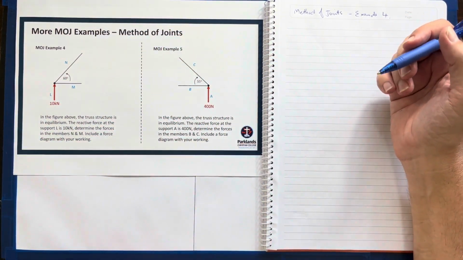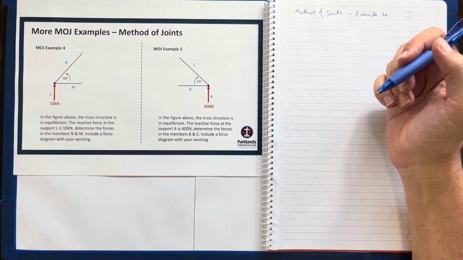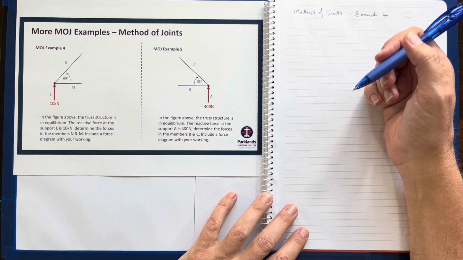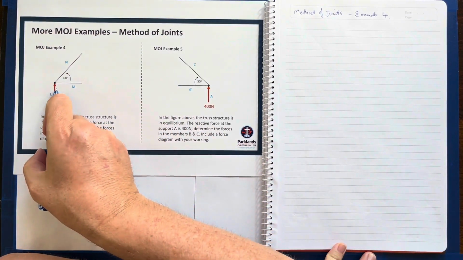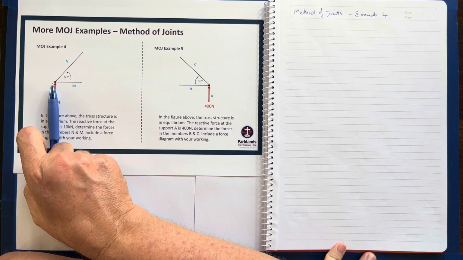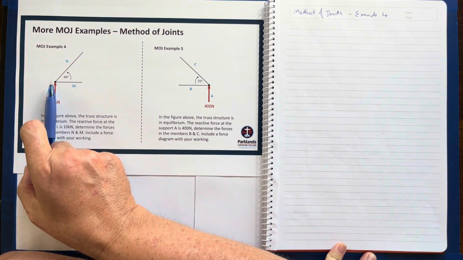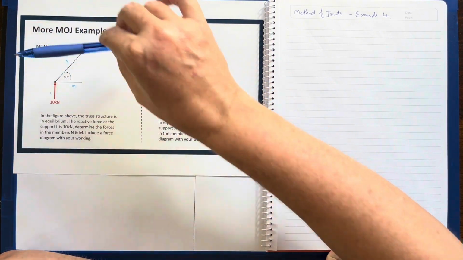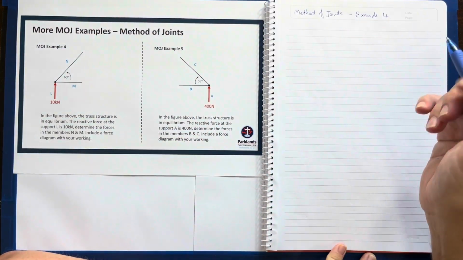We follow the same process: the sum of the forces vertical to solve one member, and the sum of the forces horizontal to solve the other member. We're really just trying to understand the external force being applied to that joint. We use that external force and the angle itself to work out the internal forces of this member and this member.